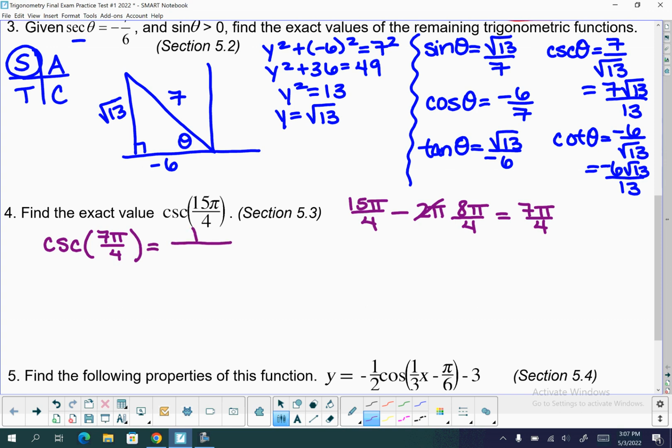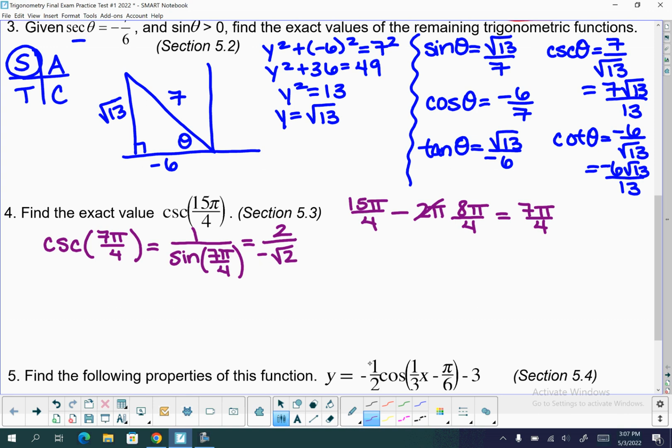Cosecant, we know, is the reciprocal of sine. On your unit circle, 7 pi over 4 is 315 degrees. If that's helpful, you can always convert it if you want. Sine is the y coordinate, and that would be negative rad 2 over 2. If we take the reciprocal of that, we get the negative rad 2 on the bottom and the 2 on top.